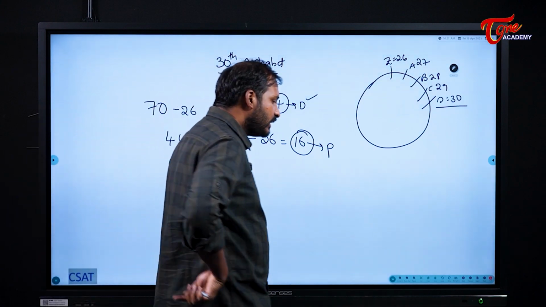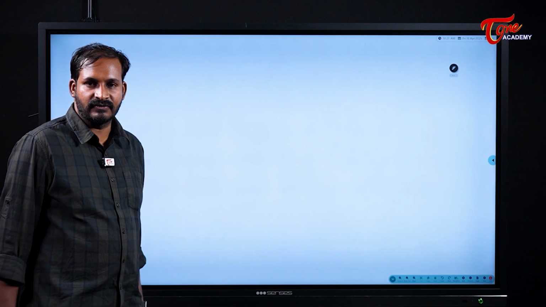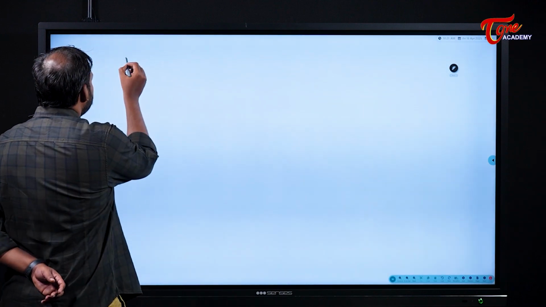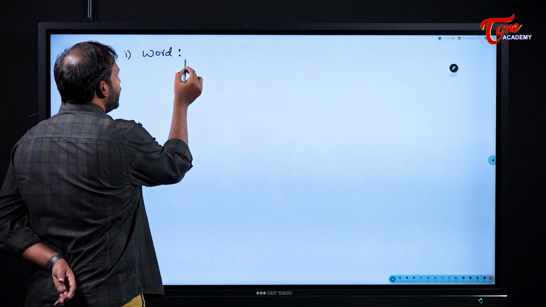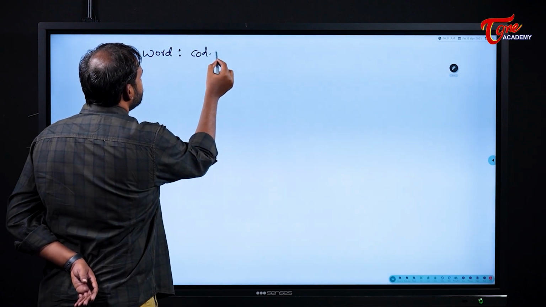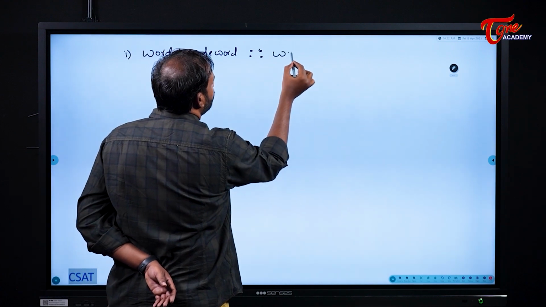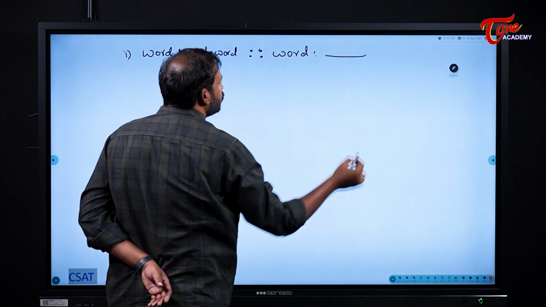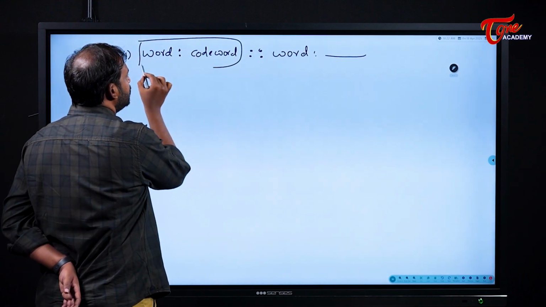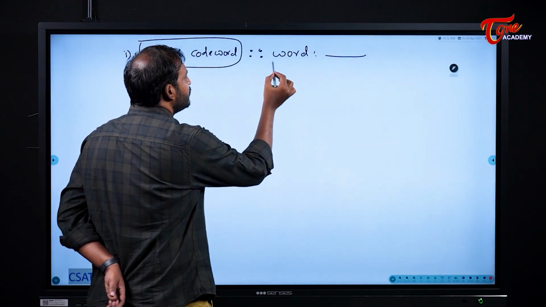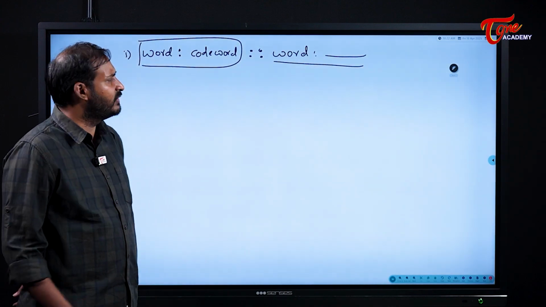Understood? Now, when it comes to the questions, sir, how will we have the questions? What are the different types of questions we will have? See here, the first one is, they will give us a word and a code word for it, and they will give us one more word and ask us to code this word. Whatever logic was applied between these two, the same logic we need to apply between these two. Now we will see an example.